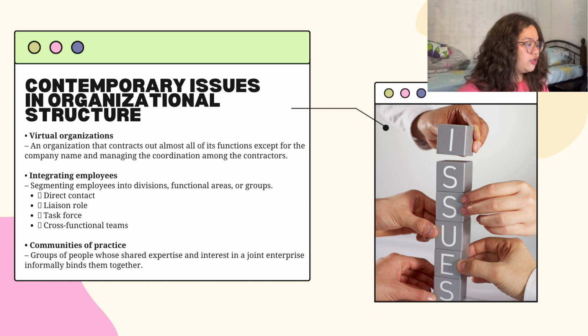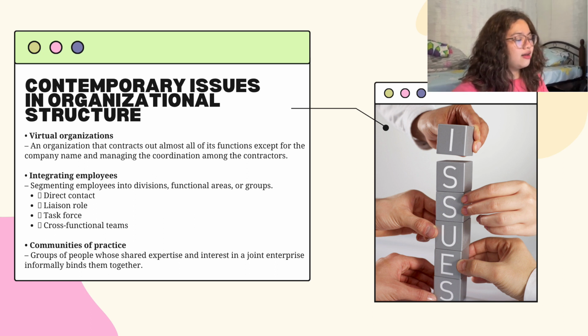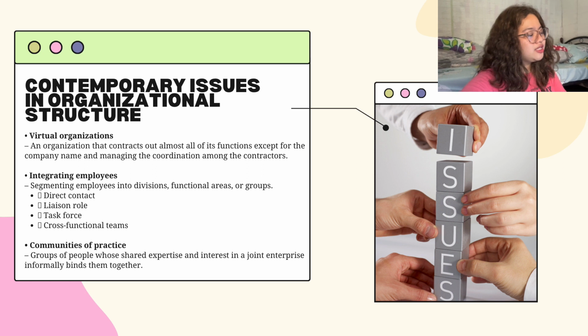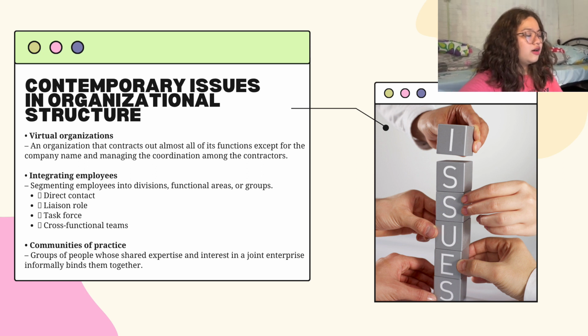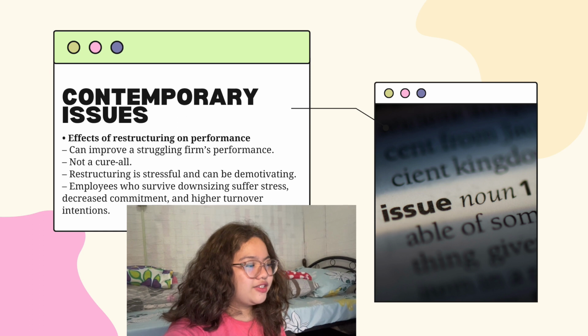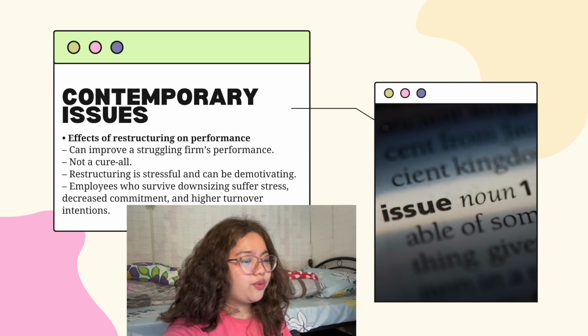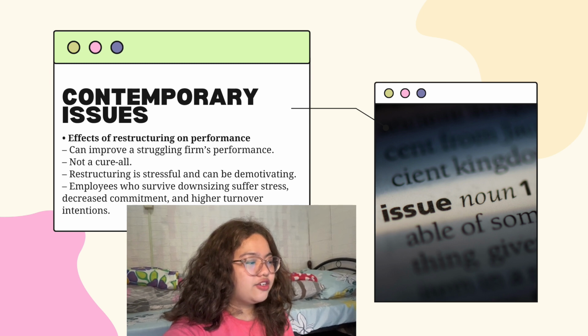Segmenting employees into divisions, functional areas, or groups such as direct contact, liaison role, task force, and cross-functional teams. Communities of practice are groups of people who share expertise and interest in a joint enterprise that informally binds them together. An organization's communities of practice will last for as long as the employees are still interested to interact and learn from each other. Contemporary issues in organizational structure refer to challenges or trends that are currently affecting the way organizations are designed, managed, and operated.